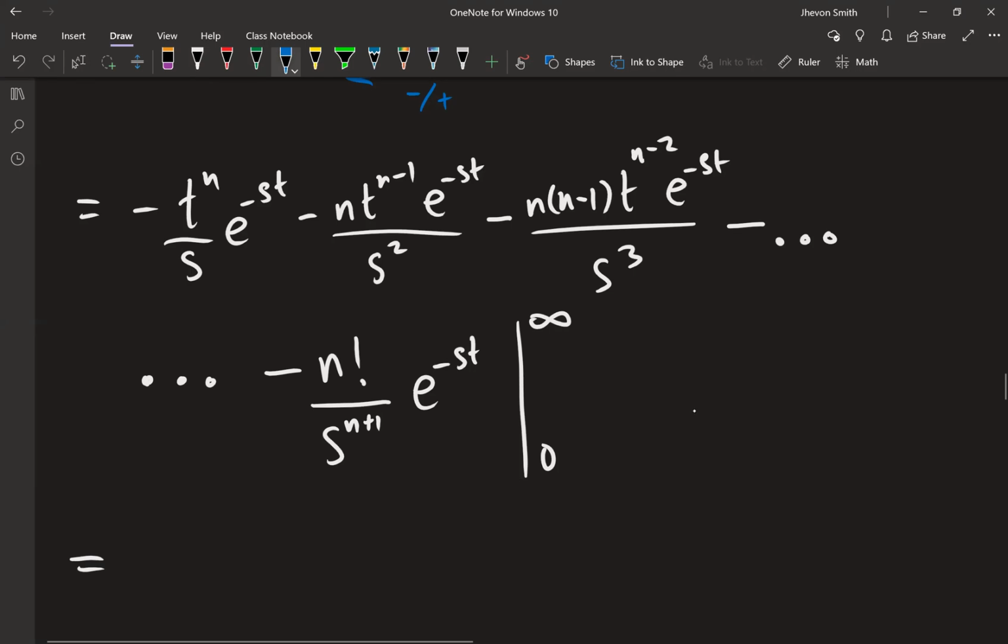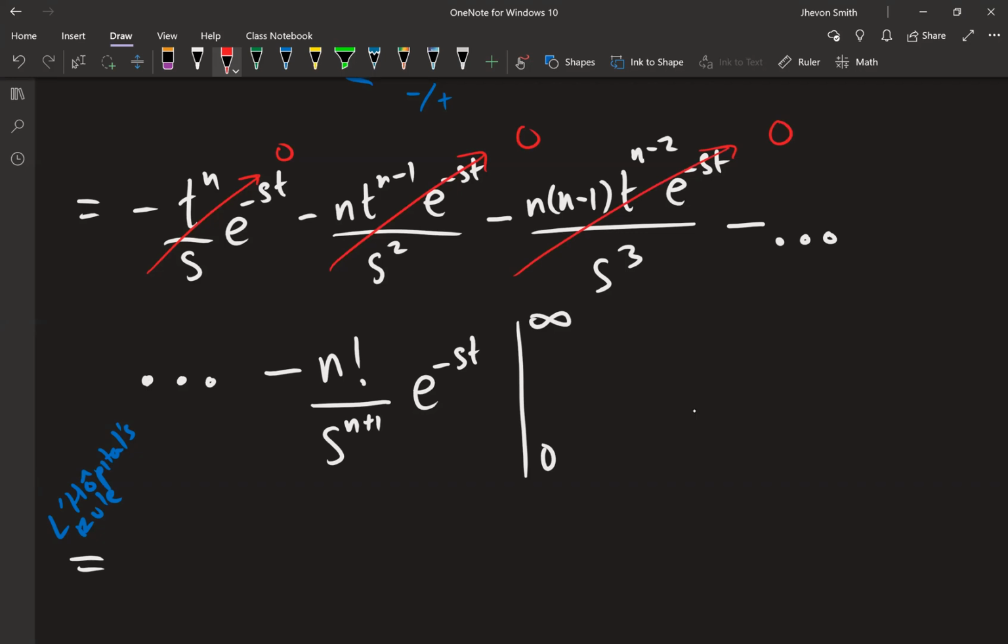Oh, good. So by L'Hopital's rule, all of these terms are going to go to 0, because in the first term I have infinity times 0. This is going to go off to infinity, that's going to go off to 0, and that is going to keep happening. However, the exponential goes to 0 a lot faster than t goes to infinity. You can verify this with L'Hopital's rule. So all of these terms are going to go off to 0. Everybody goes off to 0, except this part here where there is no t.